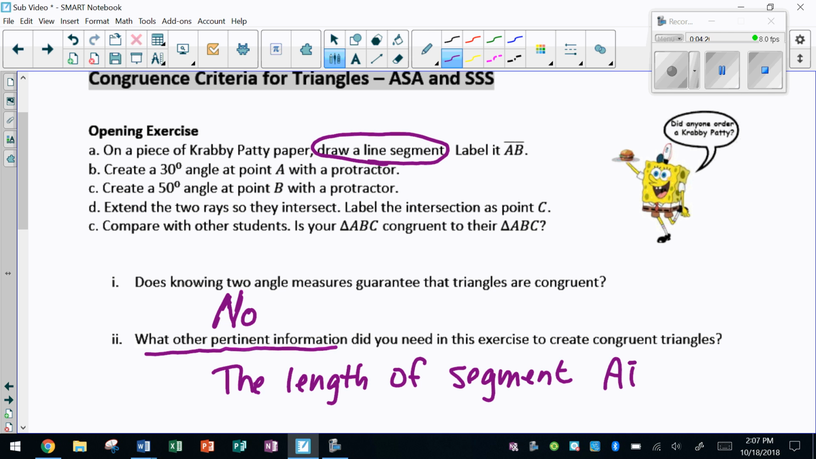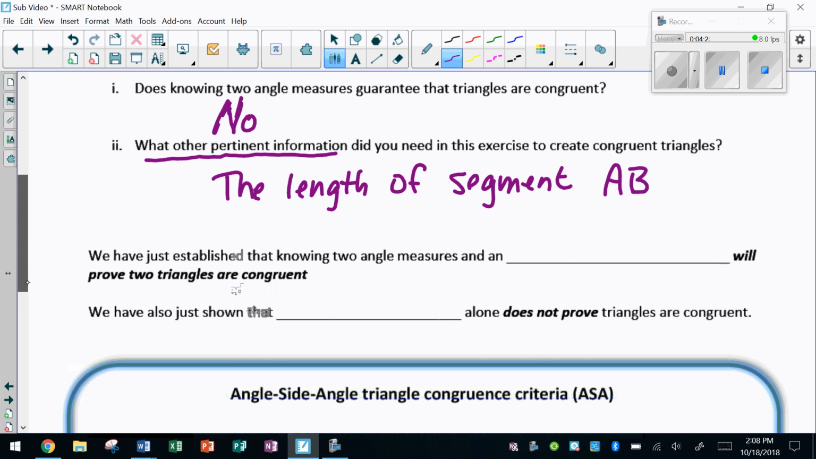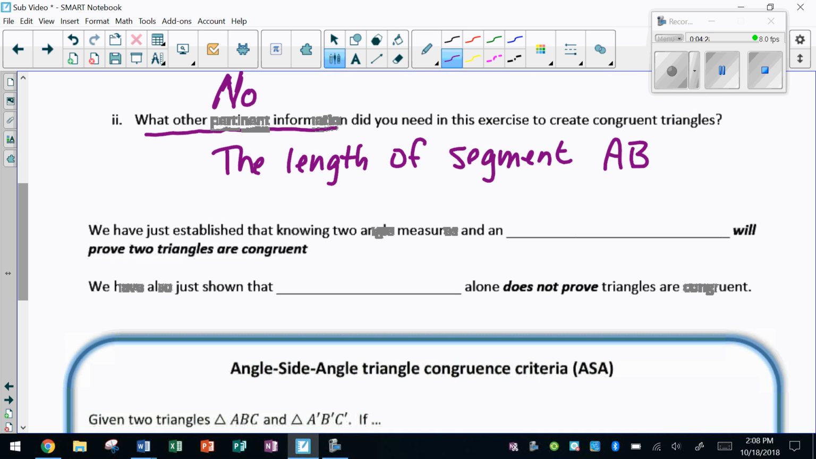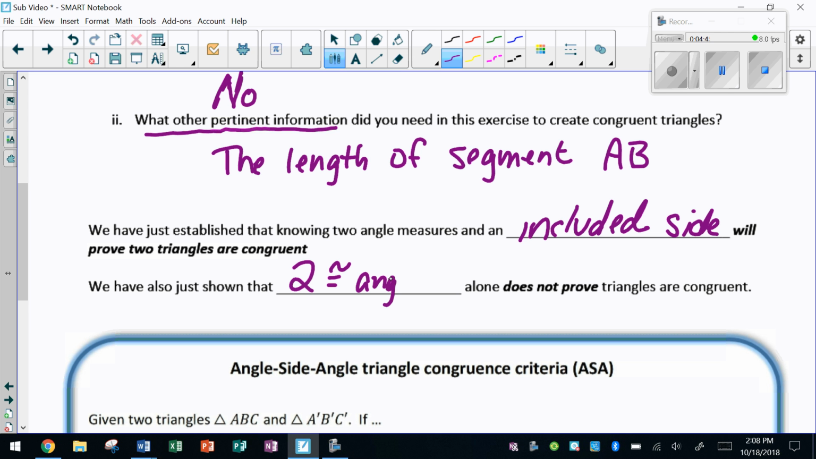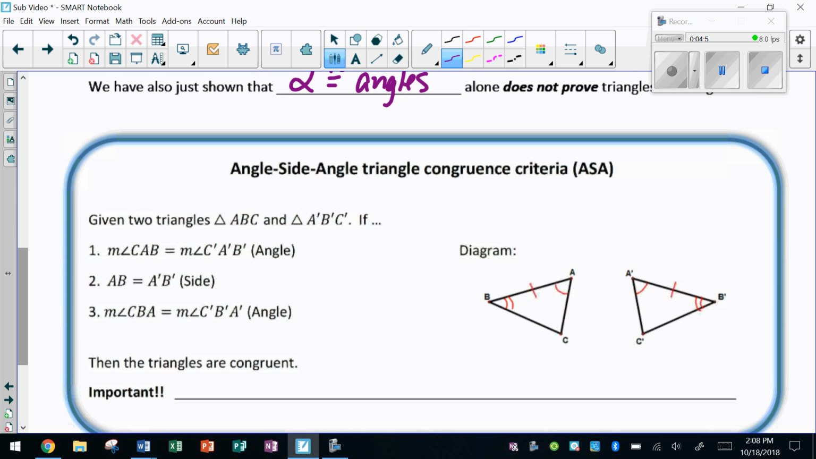If we had been told to draw a 2-inch segment of AB, then we all would have had congruent triangles. So we have just established that knowing two angle measures and an included side, that means the side is between the two angles, will prove two triangles are congruent. We have also just shown that two congruent angles alone does not prove triangles are congruent. It is not enough. So that leads us to another congruence criteria called angle, side, angle. And of course we abbreviate that with ASA.